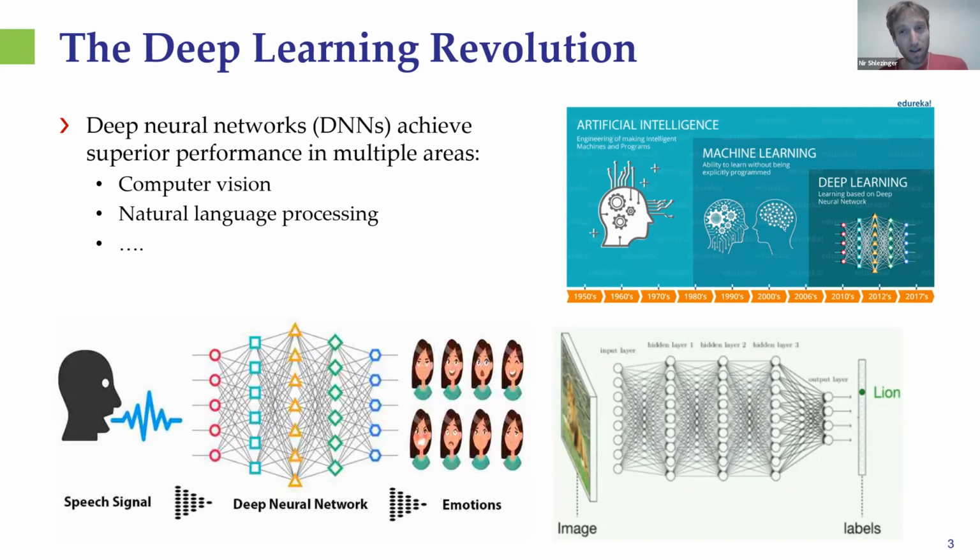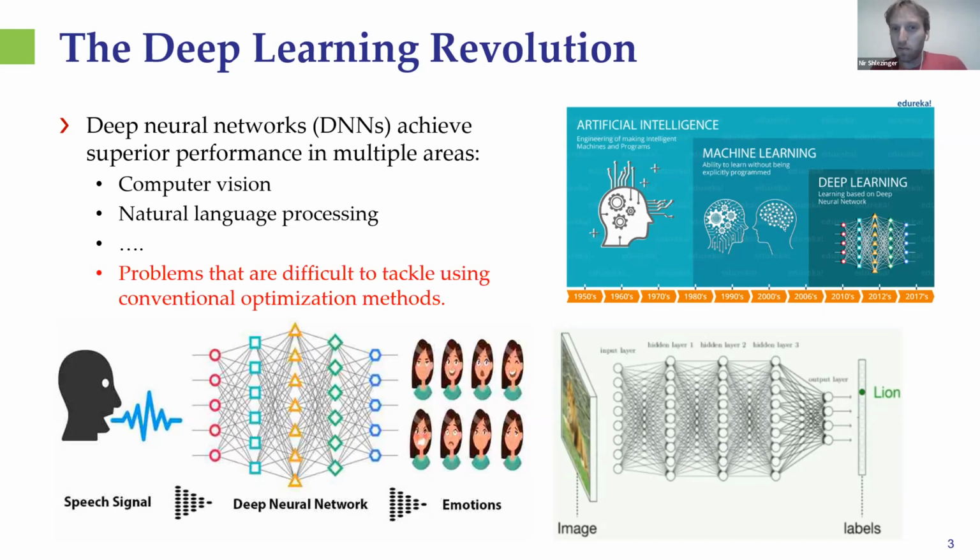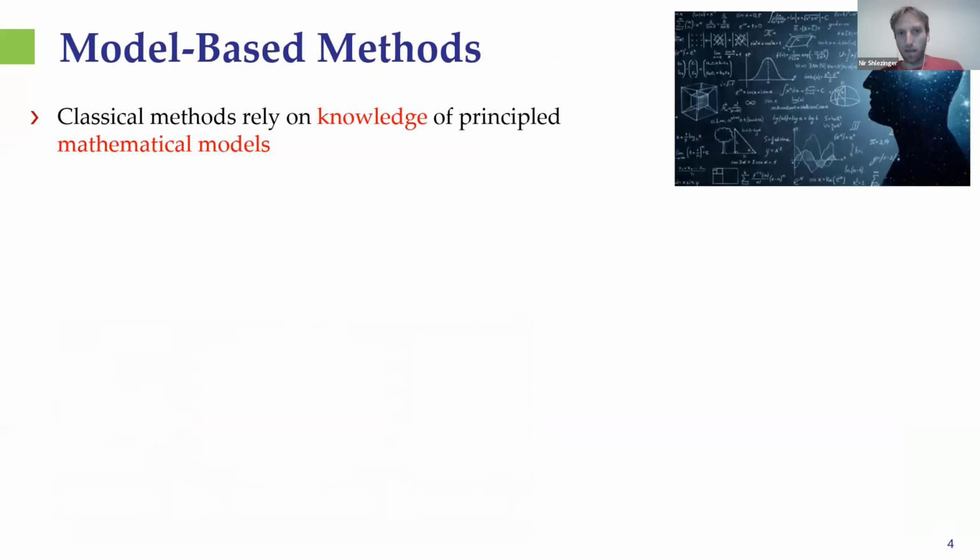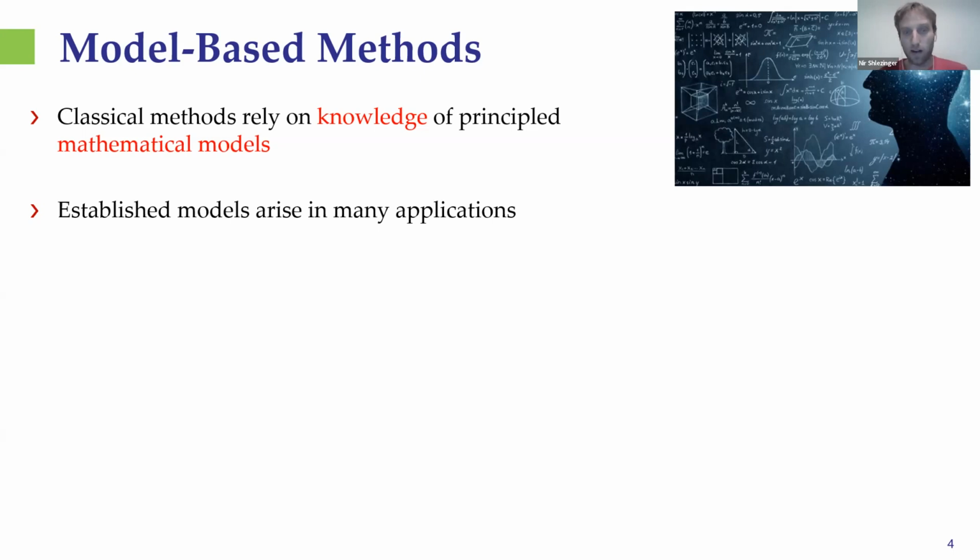The unique characteristic of these more traditional deep learning domains is that the problems there are very difficult to tackle using conventional optimization methods. What do I mean by conventional methods? I mean model-based methods, and model-based methods are those that rely on knowledge of principled mathematical models. So when I say model-based, I mean a statistical model, a characterization of the problem, the ability to represent what it is that we're trying to do in a closed-form mathematical manner.